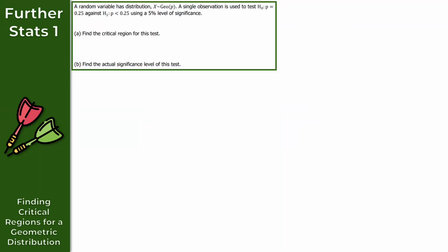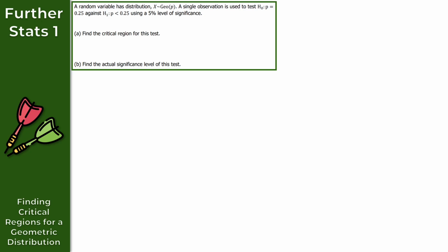So if we just take a look then at one more example here, we have question 2, where again we have a random variable which has the following distribution. A single observation is used to test p equals 0.25 against p being strictly less than 0.25 using a 5% level of significance. So for the first part of this question, again, exactly the same as the previous question, all I want to do here is find the critical region for this test.